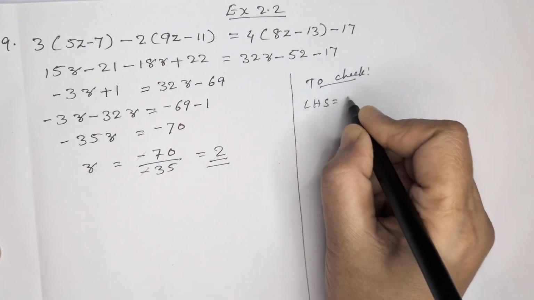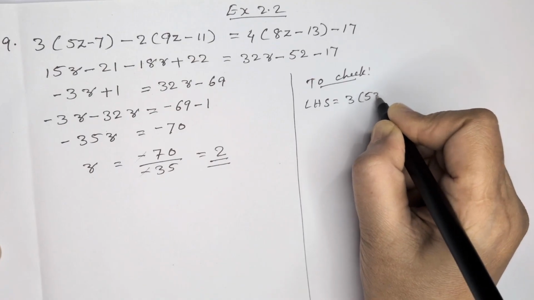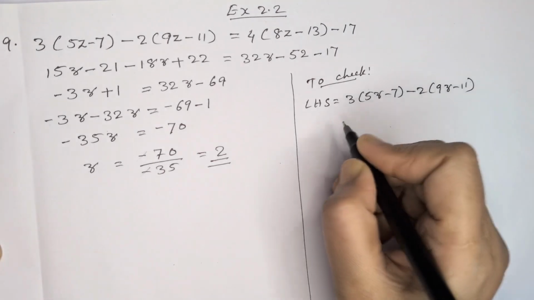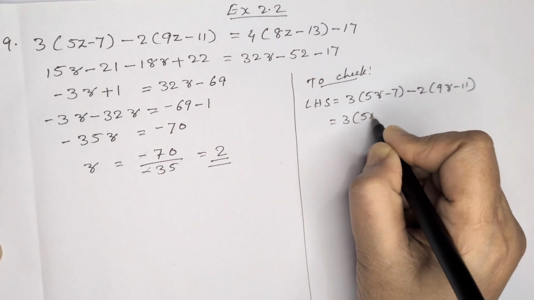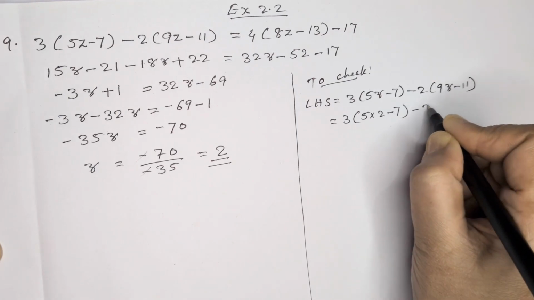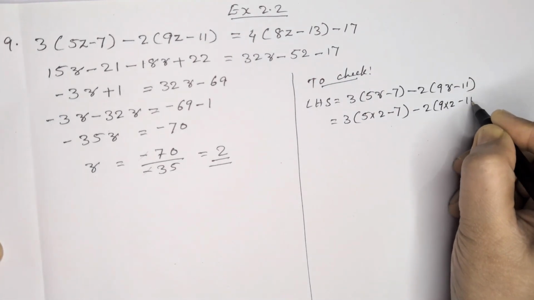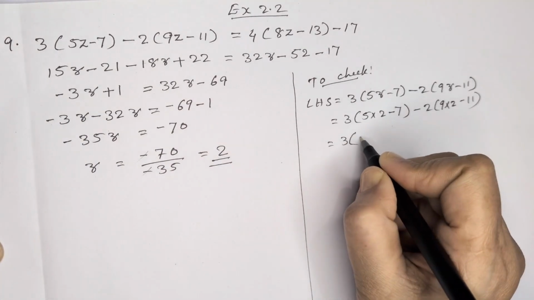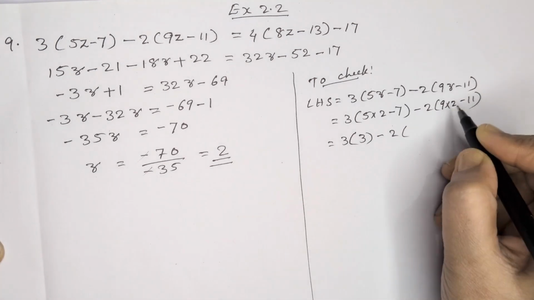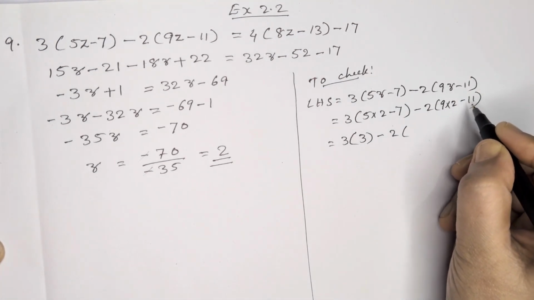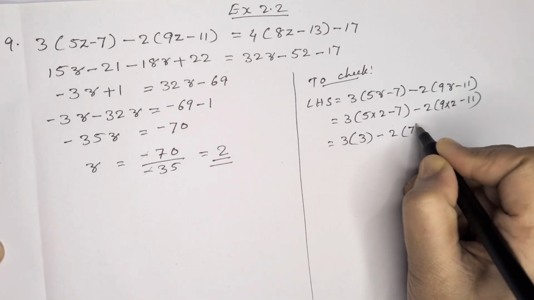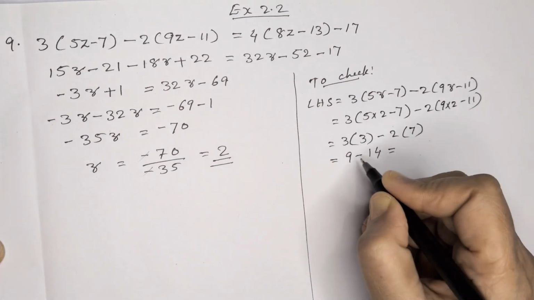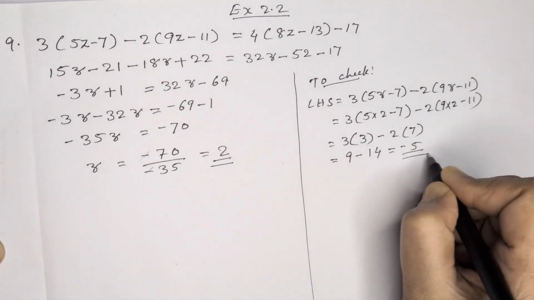LHS. 3 into (5z minus 7) minus 2 into (9z minus 11) is equal to 3 into (5 into 2 minus 7) minus 2 into (9 into 2 minus 11) is equal to 3 into (10 minus 7) minus 2 into (18 minus 11), which is 3 into 3 minus 2 into 7, which is equal to 9 minus 14 is equal to minus 5.